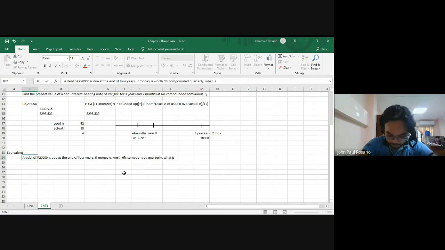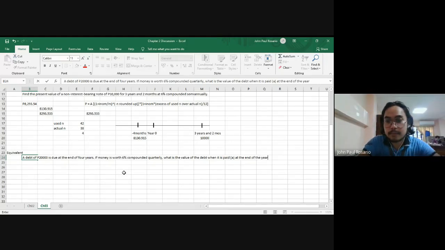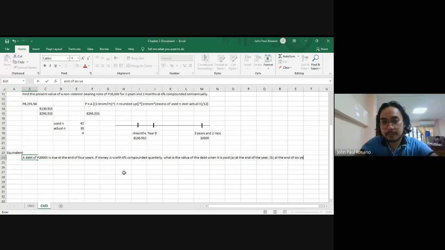What is the value of the debt when it is paid at the end of the year? Then B is at the end of 6 years. Okay.